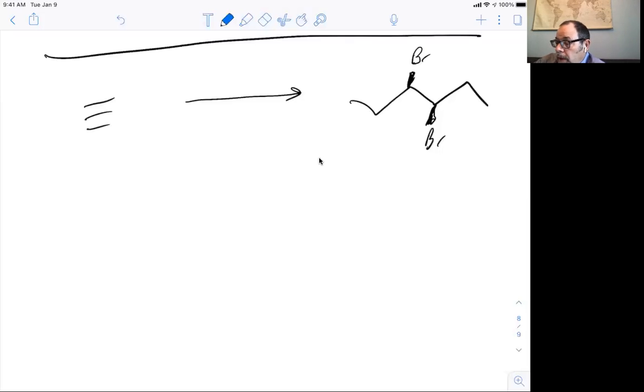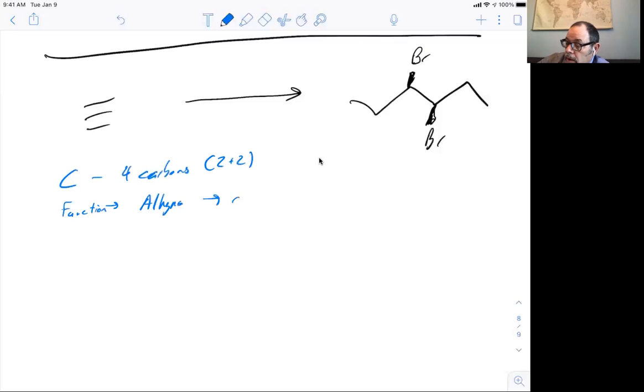Let's take a look. Well, of course, this one we're adding carbons, right? So we've added four carbons. And we'll talk about this more, but it looks like we're adding two and two, right? Because our groups are in the middle. Functional group wise, we're going from an alkyne to a dibromide. Regiochemistry, right? We can say that it's in the middle here. We're at the 3-4 position. And then stereo.